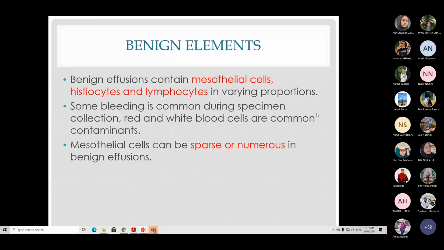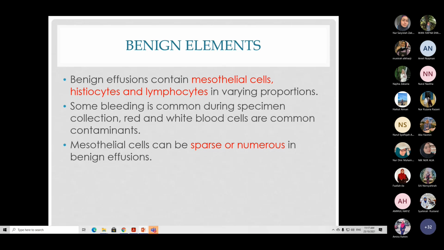Okay, we start on what I'm going to look into in the cells. Benign effusions contain mesothelial cells, histiocytes, and lymphocytes in varying proportions. The fluid just now that you collected contains mesothelial cells, histiocytes, and lymphocytes. So why does it contain lymphocytes or histiocytes? Because some bleeding is common during specimen collection. And red and white blood cells are common contaminants.